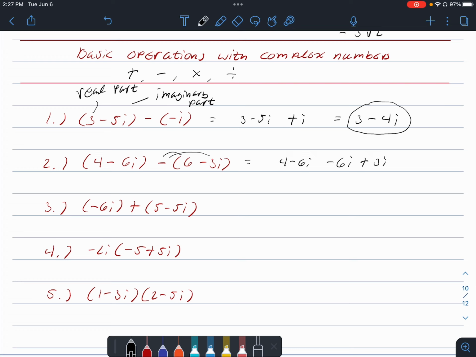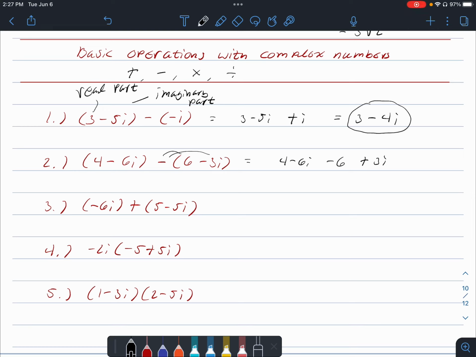So let's combine, oh wait, this i shouldn't be here. Sorry about that. Really, that should be a negative 6. My bad. Sometimes we make mistakes. So we shouldn't have that either. So really it's 4 minus 6 minus 6i plus 3i.